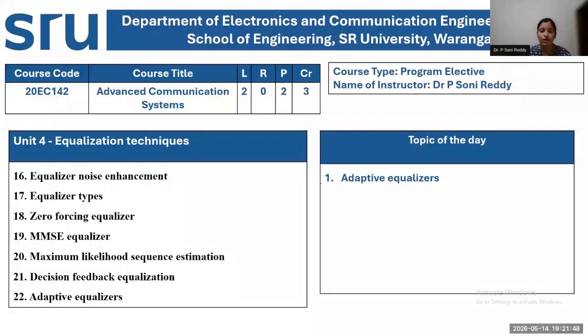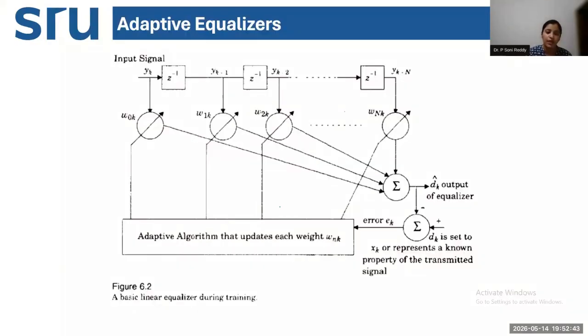Today we are going to discuss different types of equalizers, which are called adaptive equalizers, as part of your advanced communication system. That means, in a wireless propagation channel, how can this multipath effect be adaptively negated using adaptive equalizers? So this is the block diagram of a basic adaptive equalizer, which is also a type of linear equalizer only.